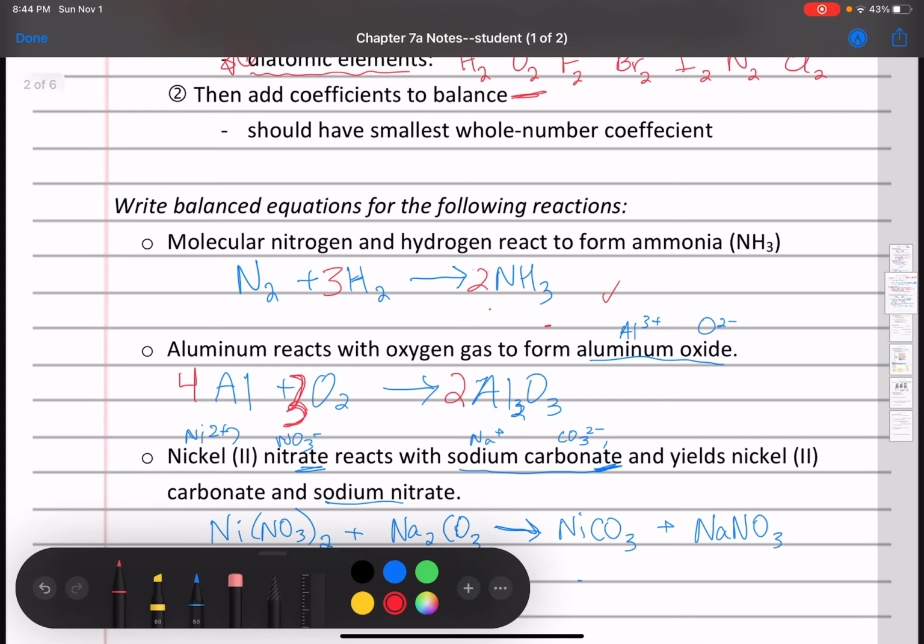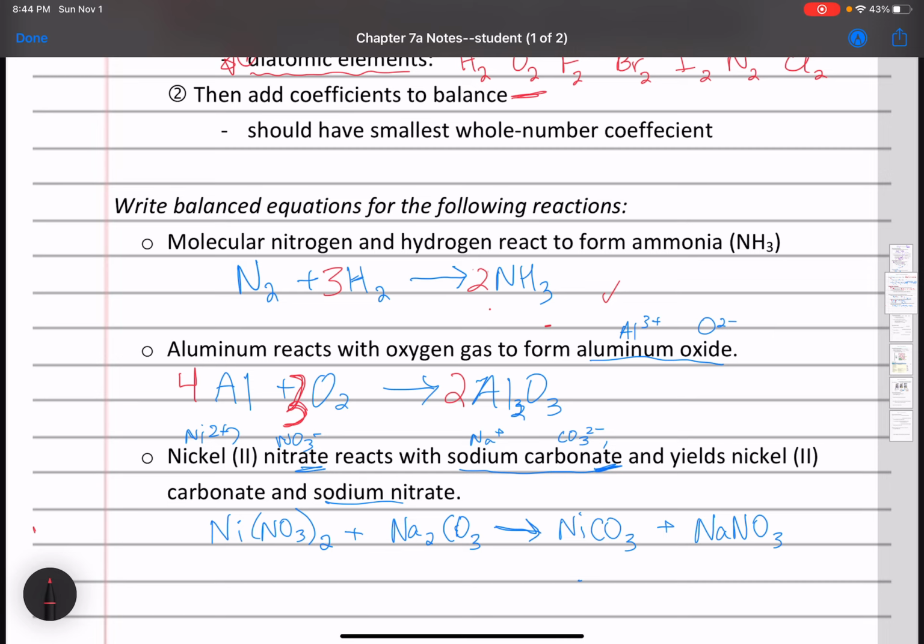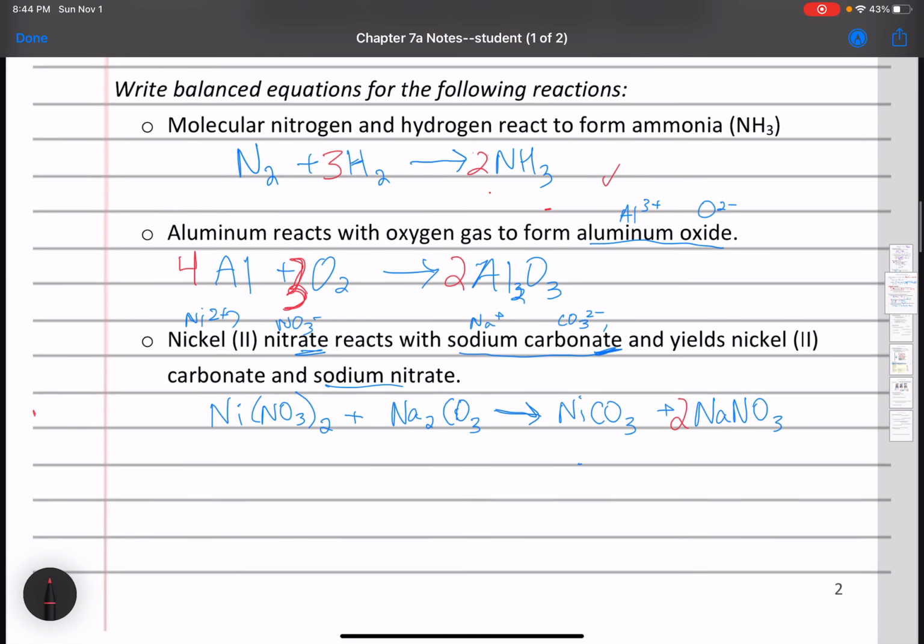Now we got to balance it. Nickel is balanced, I'm good there. Sodium, I've got 2 on the reactant side, I need 2 on the product side, so I throw a 2 there. Now I also have 2 nitrates, all right? When you're balancing equations with polyatomic ions, I'll just write this out for visual, all right?